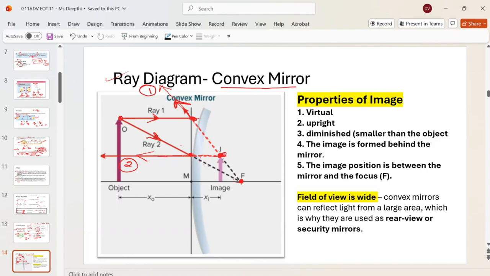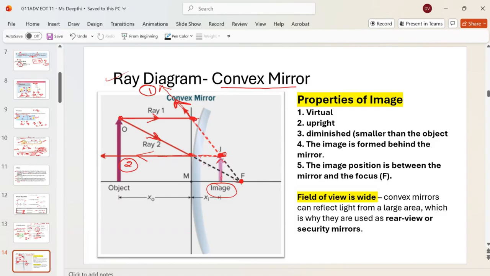So you can just put the dotted line and see where both of the two lines touch. So you are extending the reflected lines of ray 1 and ray 2. Okay, and see where they touch. Where they touch, it's on the top of the principal axis. So draw an arrow. This purple color arrow shows the image. Okay, so this is how the image is formed in the convex mirror.